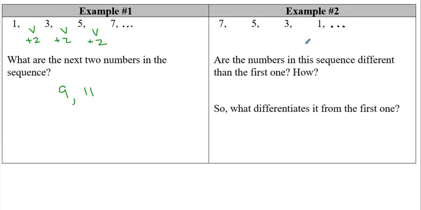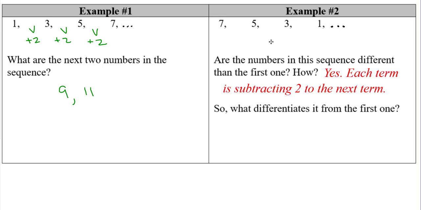What about example number 2? Are the numbers in this sequence different than the first one? Go ahead and pause the video here, spend a quick little moment to think about it. Alright, welcome back. Hopefully you thought, yes, they are different. It looks like each term is subtracting 2. To get from 7 to 5, this is minus 2, and then 5 to 3, minus 2 again, and 3 to 1, minus 2 again. So what differentiates this from the first one? We got the same exact numbers, 1, 3, 5, and 7. We even have the same dot dot dot.